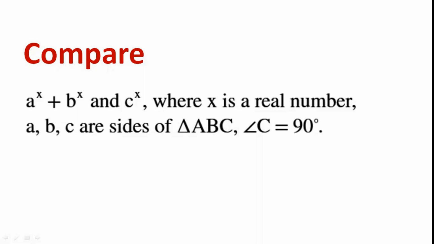Compare a to the power of x plus b to the power of x and c to the power of x, where x is a real number. A, B, C are sides of triangle ABC. Angle C equals 90 degrees.